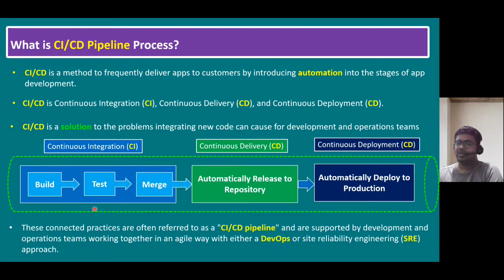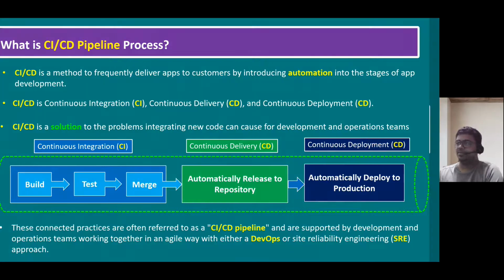These connected practices are often referred to as a CI/CD pipeline, and are supported by development and operations teams working together in an agile way, with either a DevOps or site reliability engineering approach. Okay, so it's clear that this is the CI/CD pipeline process. Now we'll quickly understand the definitions of what is CI, what is CD, and what is continuous deployment.